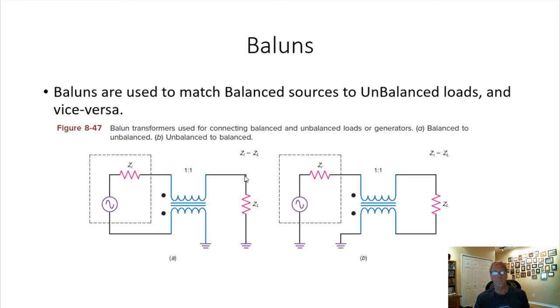Balanced, however, doesn't have a ground. It has two signals that are operating differentially. So that would be perhaps a microphone signal, a balanced microphone signal, which has plus and minus. Or an Ethernet cable. Ethernet cables have 4 conductors, typically plus and minus, all right? So it's an example of a balanced interface.